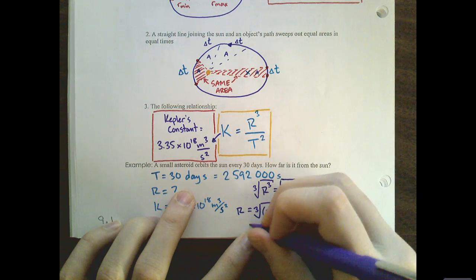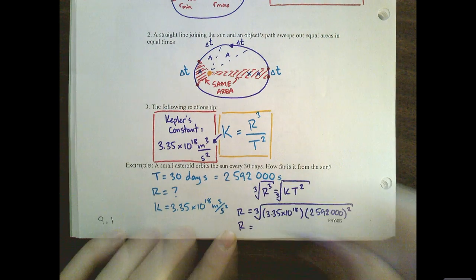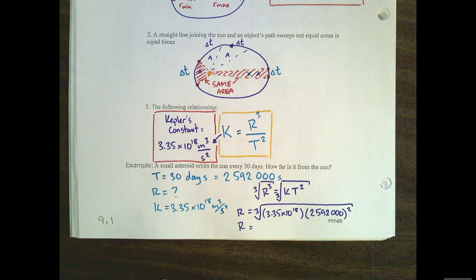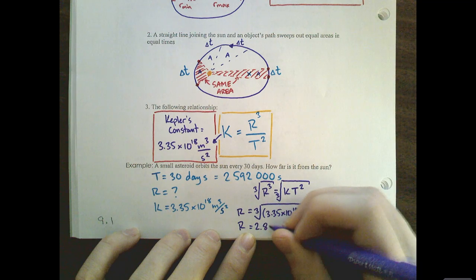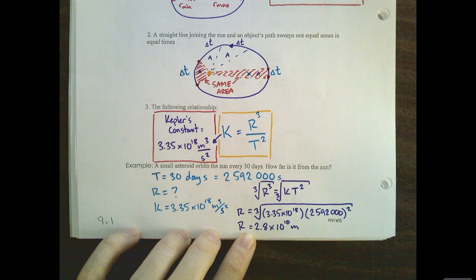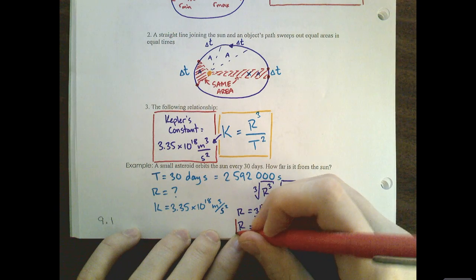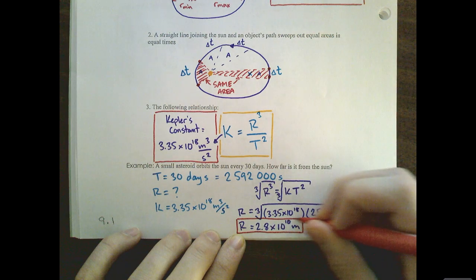So just be careful putting these into your calculator because these are now kind of gigantic numbers. Any small mistake will end up being a very drastic difference in your value comparatively to what you're supposed to get. If you plug it in all properly, you should get 2.8 times 10 to the 10 meters as your final answer. That is the radius of orbit of that small asteroid.